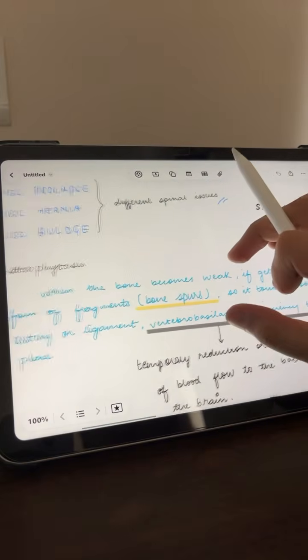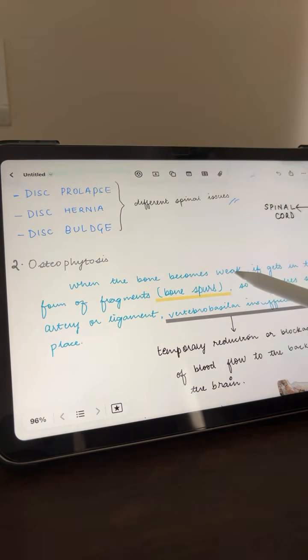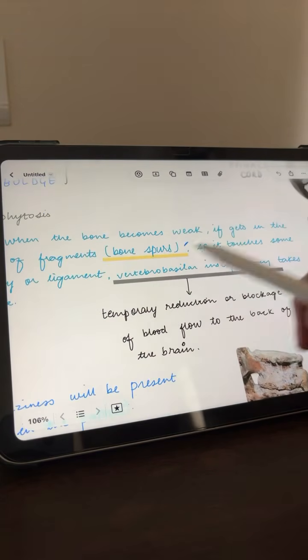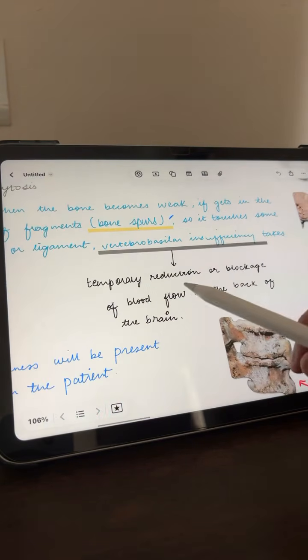Let's move on to the second one, which is osteophytosis. It means that the bone is becoming weak and it is getting in the form of fragments which are called as bone spurs. So it is touching some of the artery or ligament and vertebrobasilar insufficiency is taking place, which means temporary reduction or blockage of blood flow to the back of the brain, which means to the posterior aspect of the brain.